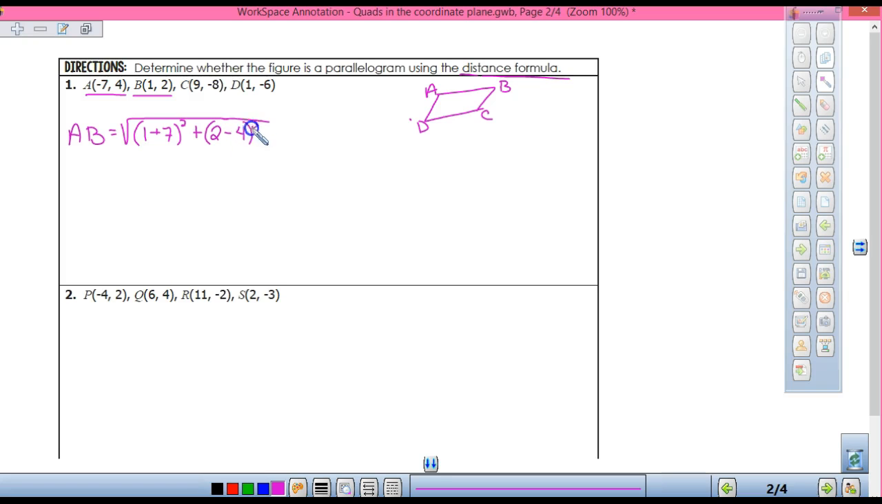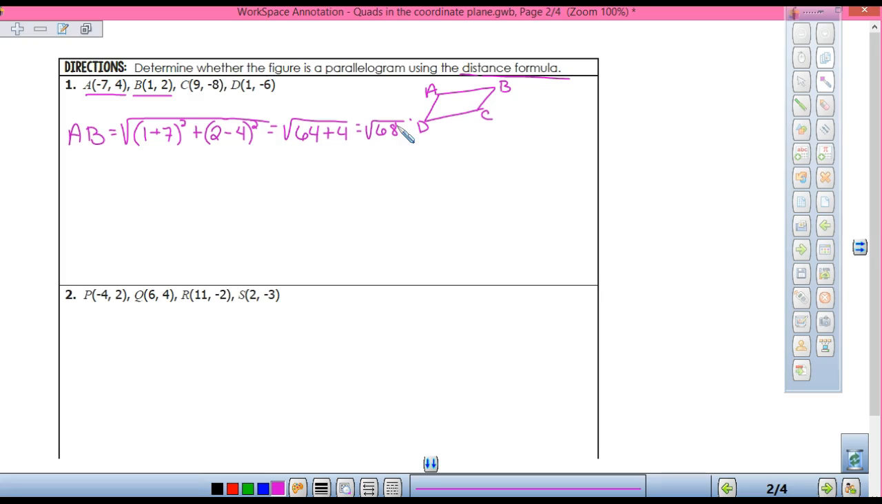What's 1 plus 7? 8 squared, 64, right? So 64 plus 2 minus 4, which is -2, squared is 4. So this gives me the square root of 68. Just leave it like that. You don't have to put it into a decimal. You don't even have to punch it into your calculator. Just leave it as the square root of 68.